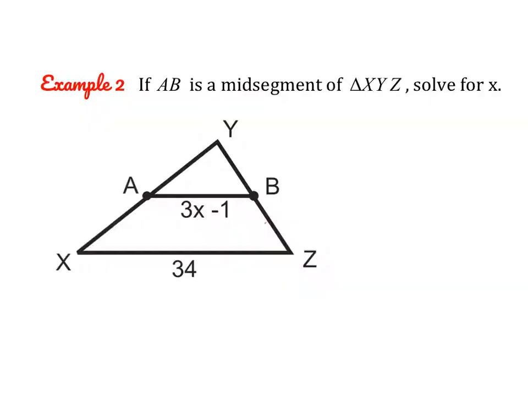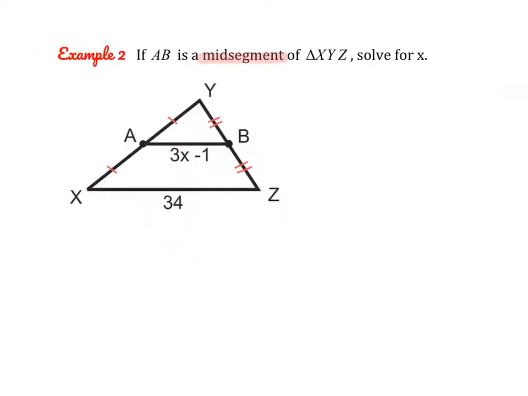So let's see if we can try that. We are told here that AB is a midsegment. So right off the bat, I'm going to mark these two segments congruent and these two, because that's what a midsegment does. But now we want to solve for x. I know, once again, the length of the midsegment is half the length of the base. So I'm going to take 1/2 and multiply it by the length of the base, which is 34, and that should equal the length of my midsegment. And now I just need to solve.